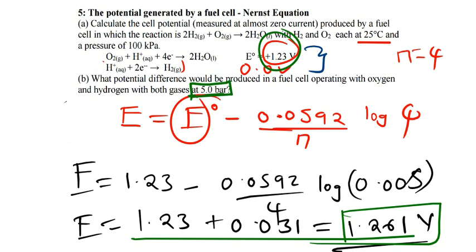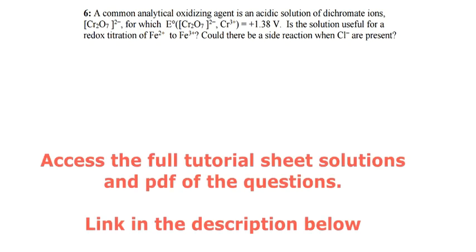So this actually explains why industrial fuel cells often operate at higher pressures, so that they can achieve a slightly higher voltage and efficiency. So increasing the pressure of the gases used in a fuel cell will lead to a slightly higher value of the voltage. Okay, question 6.